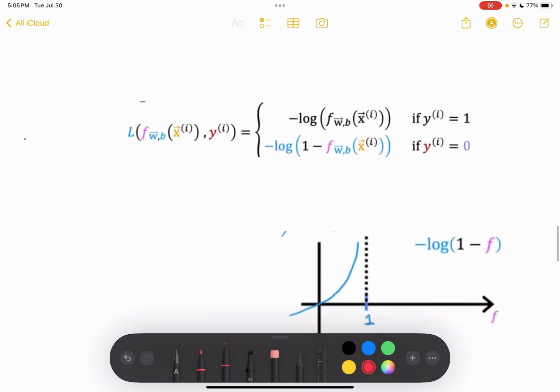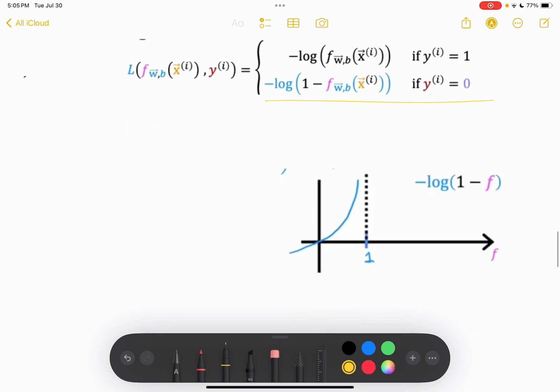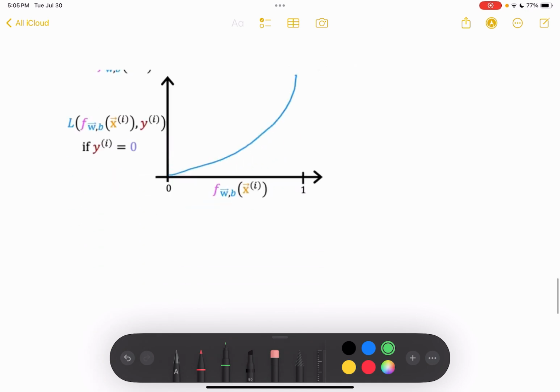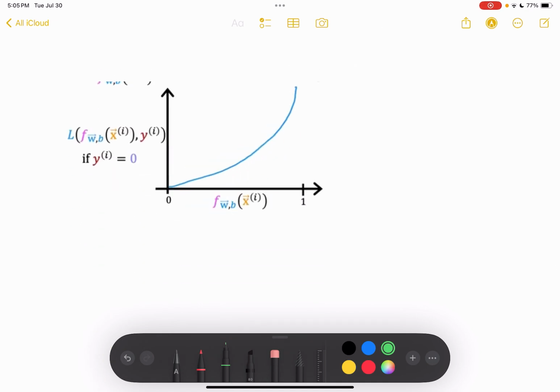Now let's look at the other part when the true value is 0. So this part now. So when I graph negative log of 1 minus f, it looks something like this. And we just talked about, remember, our model will only output something between 0 and 1. So really only this part is significant to us. So if we zoom into it, we can see our cost function for logistic regression when the true value is 0. Our cost function is going to look like this.